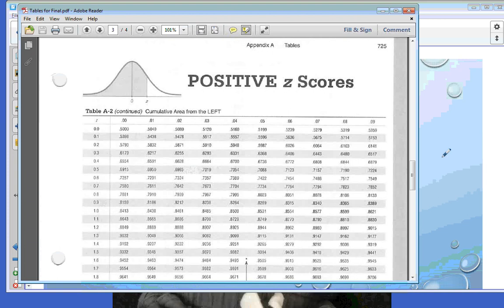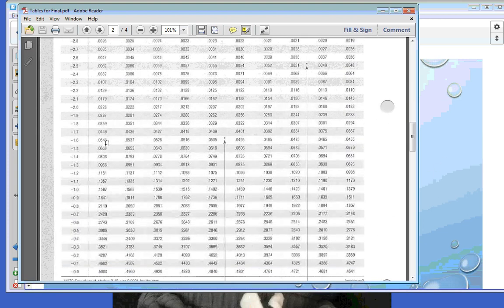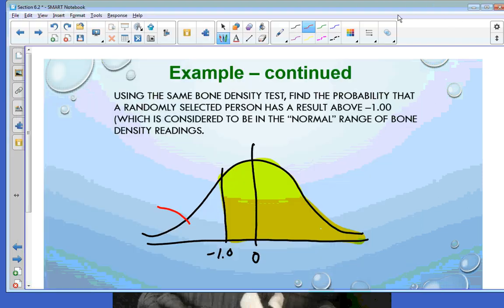So this is a negative z-score, so I'll go to the negatives. And I'm looking for -1.0. -1.0 is 0.1587. It will be right there. 0.1587. That's what it's giving me, the area from the end to Z.